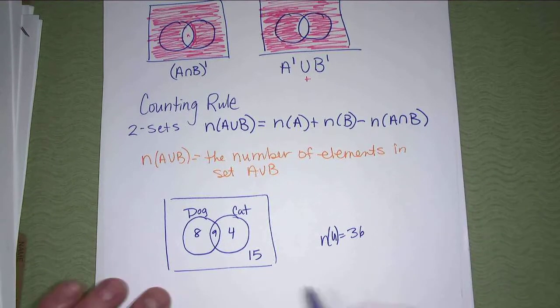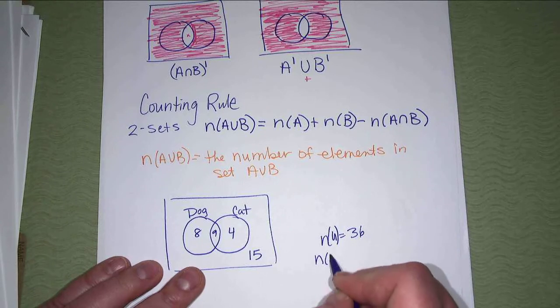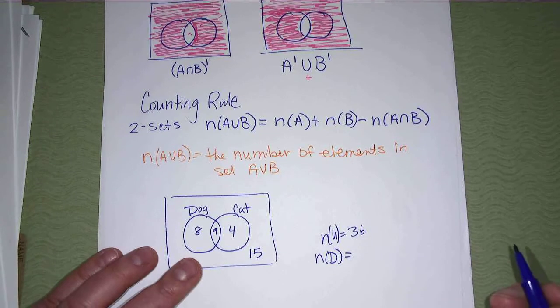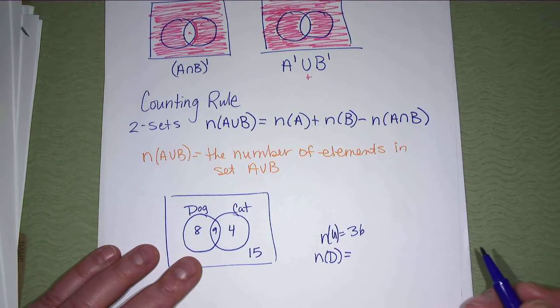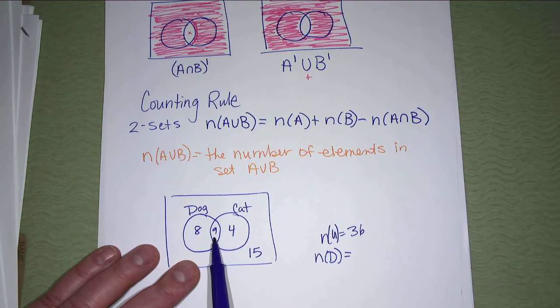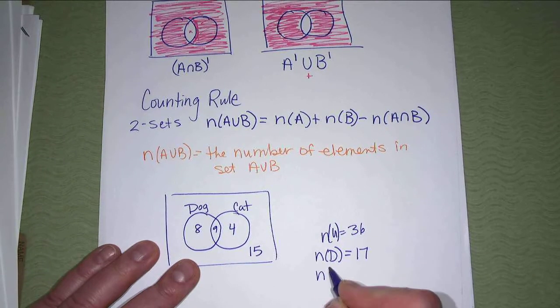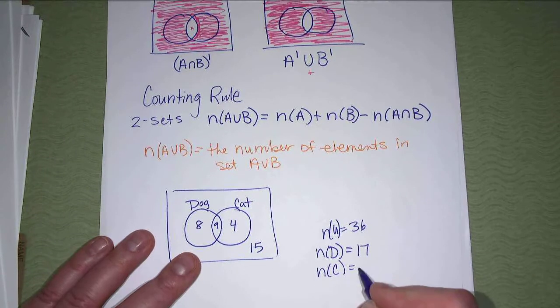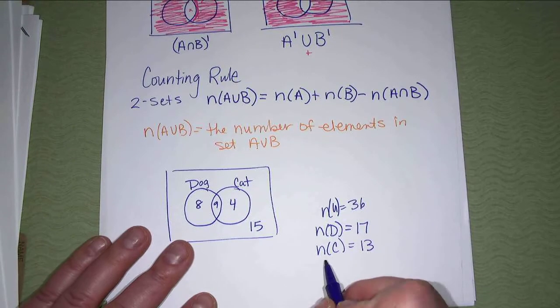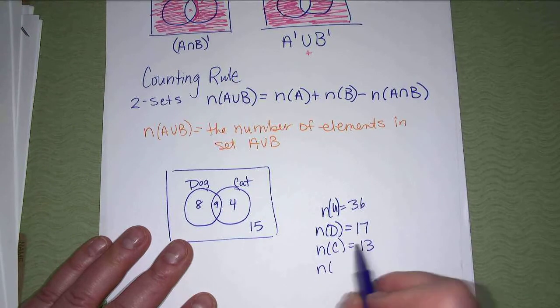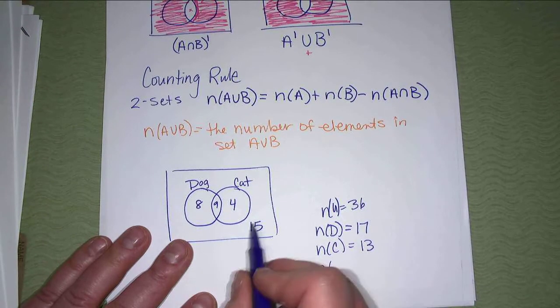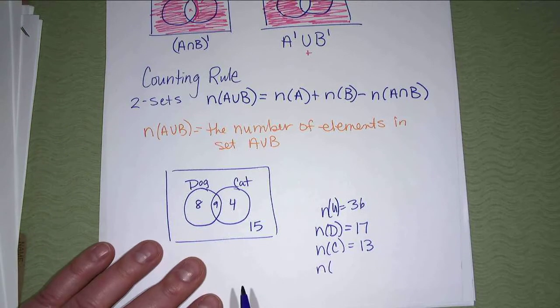Right? So if we said the number that own dogs, how many would you say that is? 17. Right? Because these people are in the dog circle. They do own a dog. So 17 own dogs. How many own cats? 13. Okay, so if I wanted this outside, you could say this 2 different ways.